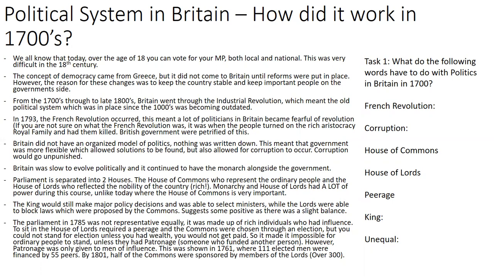So the first task, what do the following words have to do with politics Britain in the 1700s? Just write these words down. Write that as a subtitle. Political system in Britain, how did it work? French Revolution, corruption, House of Commons, House of Lords, peerage, king, unequal. And just write a couple of sentences about how they link to politics in Britain in the 1700s. If you pause the video here, you can do this task and then move on to the next one.